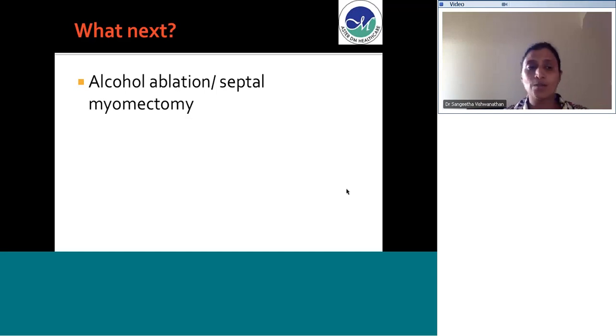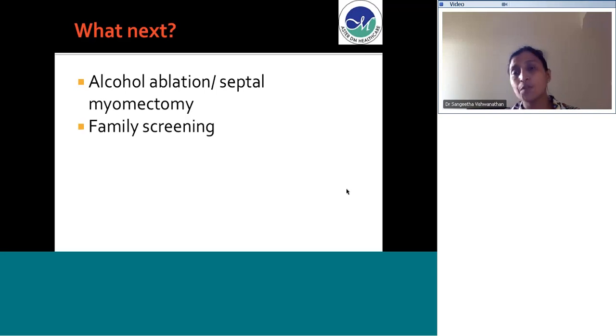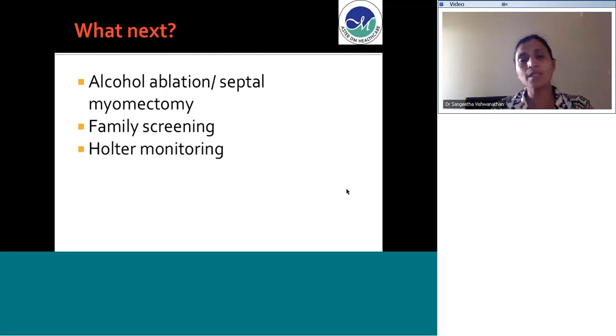Okay, so treatment, of course, you guys know, alcohol ablation or septal myomectomy. Of course, counseling and family screening are very, very important, because other members of the family may also be affected. So it's quite a bad diagnosis for both the patient and the family. So these would be the kind of steps of management.